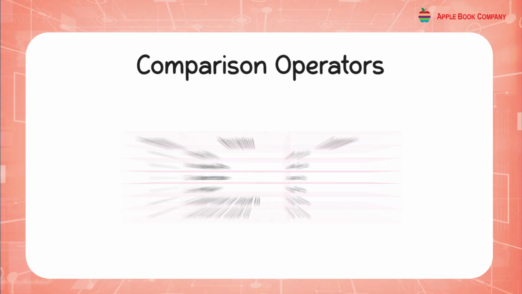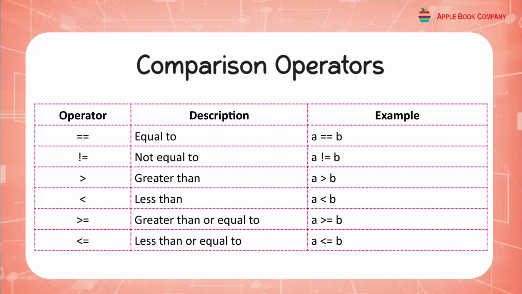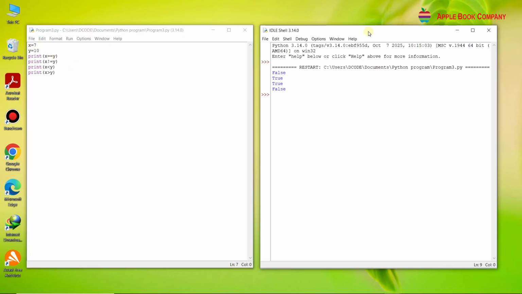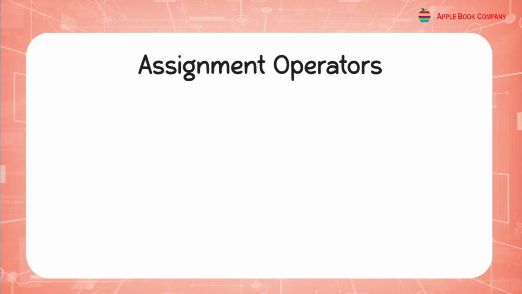Comparison operators. Comparison operators compare two values and return a Boolean value, true or false. In the box displayed below, the operator is double equals, description equal to, example a equals equals b. And examples like x equals 7, y equals 10, print x equals equals y, hash false, print x not equals y, hash true, print x less than y, hash true, and so on. Assignment operators.